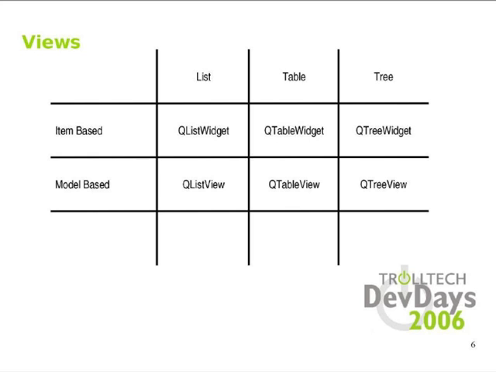Okay, another thing. I'll just quickly go through the naming scheme we have for the views in Qt 4. We have the list and table and tree that people are familiar with, but we have two different naming schemes. The item-based views are called widget. So you have list widget, tree widget, table widget. And the model-based views are called view. Just so you know, when you are looking for something in the documentation, you know what the different views are and why they're named differently.